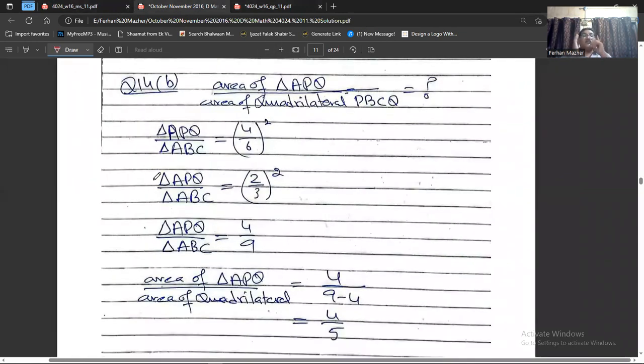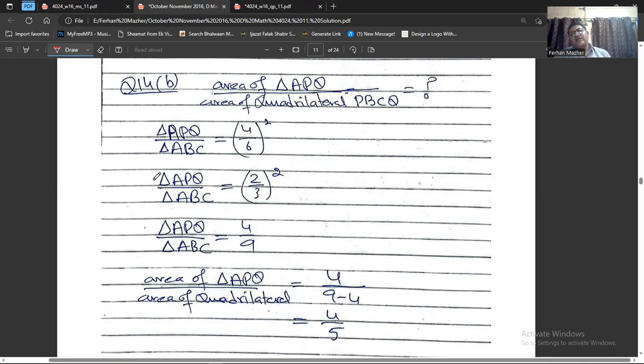Okay, so the area of the triangle APQ divided by the area of the quadrilateral PBCQ is the question. That is the main question. The triangle APQ and the triangle ABC are similar to each other, so the ratio of their areas will be equal to the square of the ratio of their sides. So that will be 4 by 6 whole square. 4 and 2, 6 will be cancelled. So it will be 2 by 3 whole square. So it will be 4 by 9.